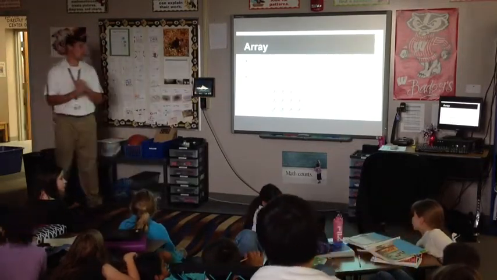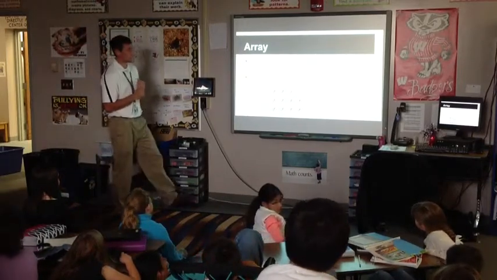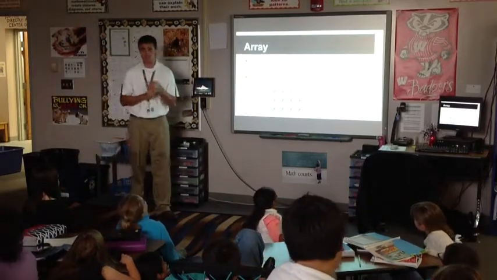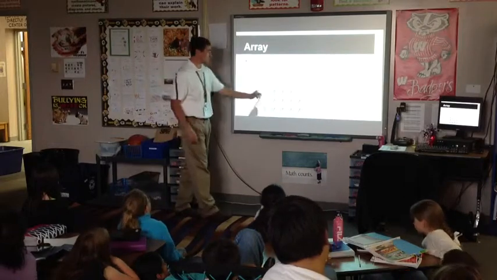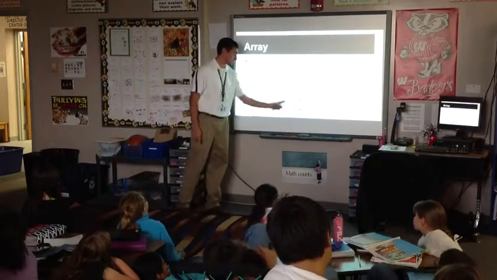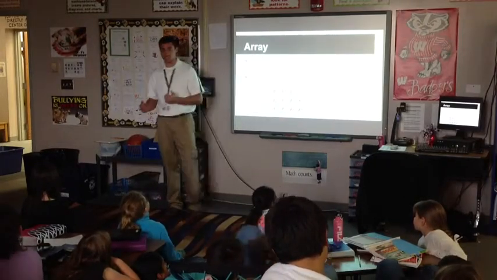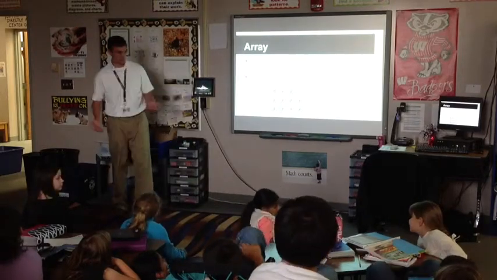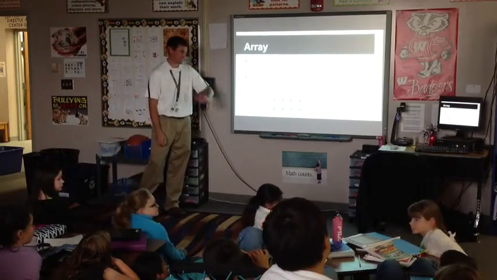So the example I use is Jake has 4 pencils, Marissa has 3 times as many as Jake. How many pencils does Marissa have? The array itself would be that Jake has 4 pencils, and she has 3 sets of those. Therefore, she has how many? 12. Very good.